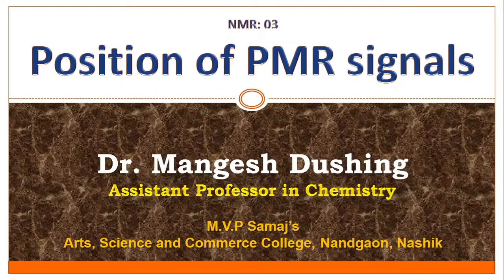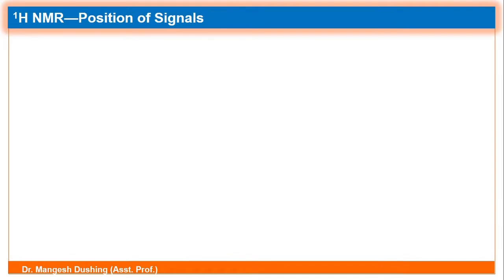I am Dr. Mangesh Dashing and this is the third lecture on NMR spectroscopy. In this video, we will learn the position of the NMR signals, that is, the shielding and de-shielding effect. Friends, up to now we have seen the principle, the introduction, as well as how to calculate the number of peaks of the NMR spectrum. In this lecture, we will learn about the position of signals, where the different protons give the signal, and where the probable peaks are in the spectrum.